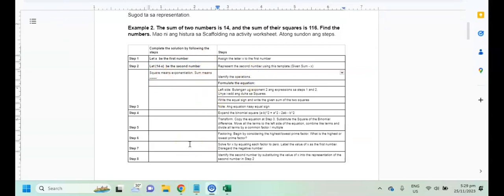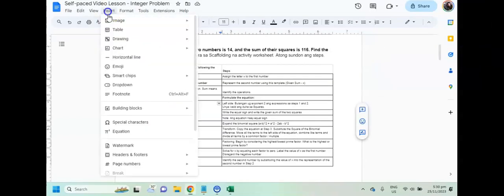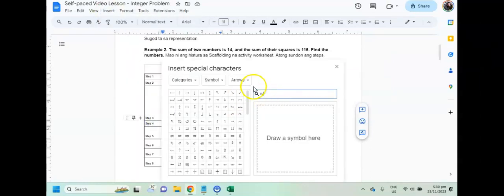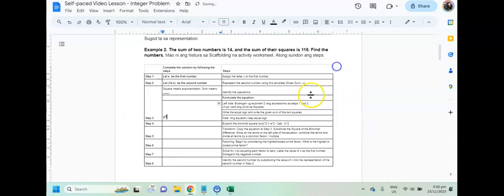Step number 3. So aside from sum na keyword, diri sa example number 2, unsa pa man ang mga keyword na naa sa word problem? Naa tay keyword nga square. So, unsaon man nato ang X o ang 14 minus X para makuha ang square? Butangan nato og exponent 2 ang X. Like that. Okay, so do this in your worksheets.